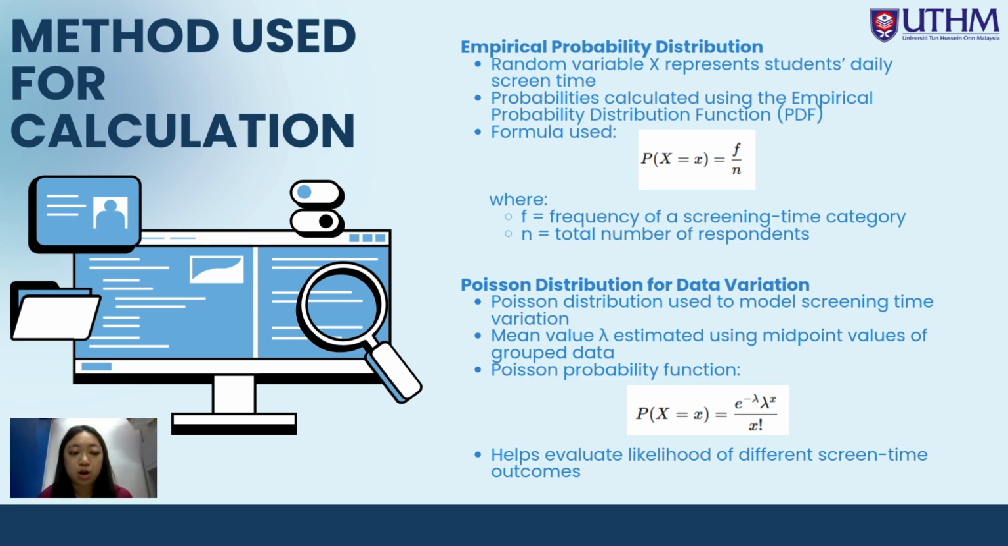These approaches provide a clearer understanding of both the distribution and the variation of students' daily screen usage.